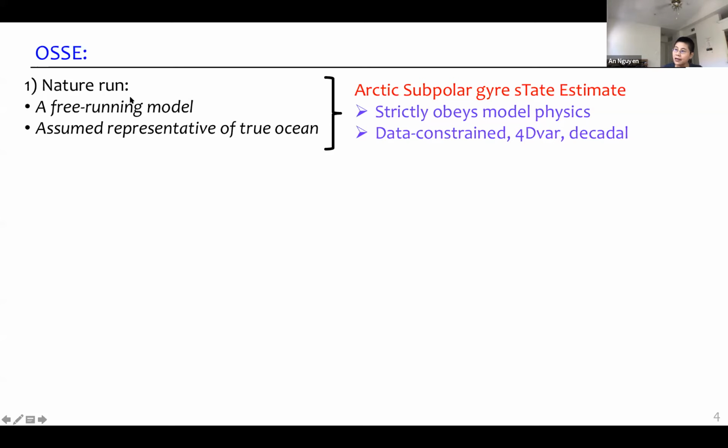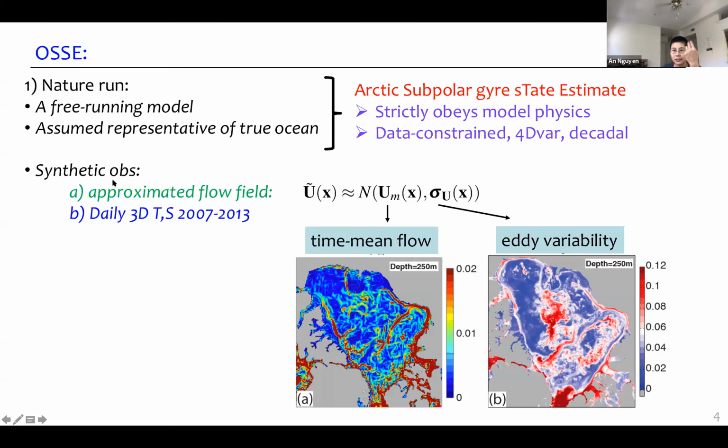And so from this nature run, we generate two sets of data. One is an approximate flow field, which is captured by the mean flow plus the eddy variability. And the reason we generate an approximate flow field is because we trust the mean and the variability more than the true three-dimensional flow, since, as I mentioned before, we don't have good constraint for velocity in the ocean.